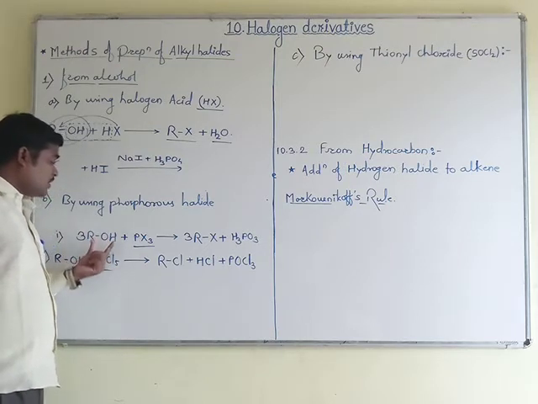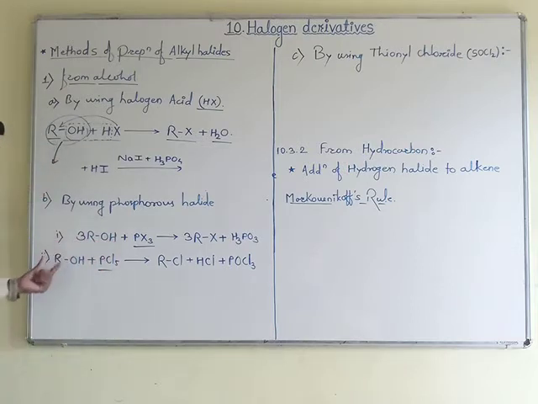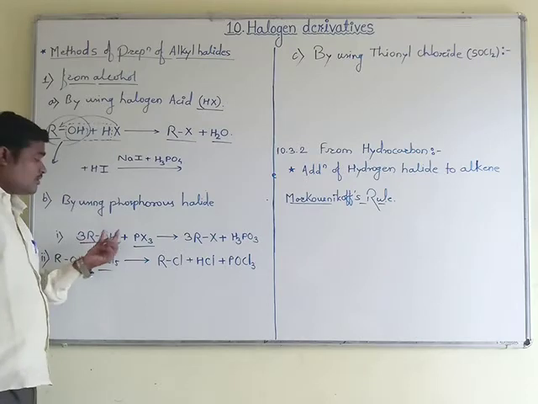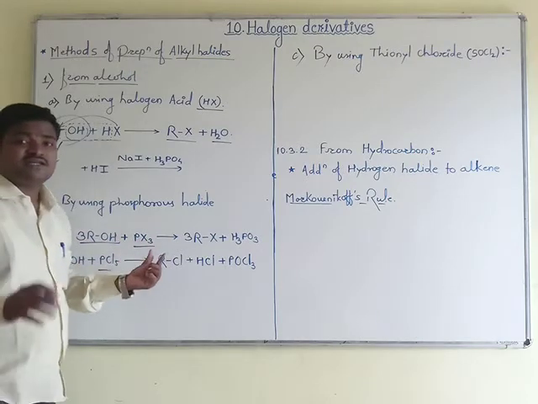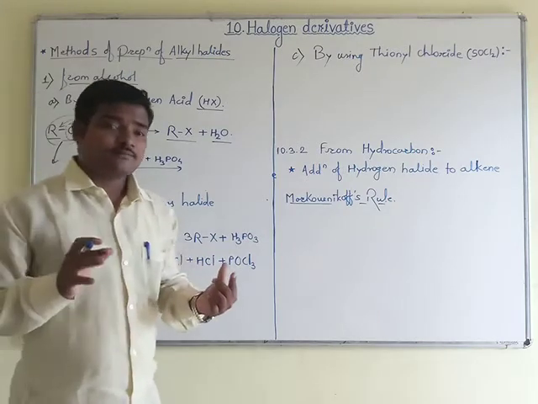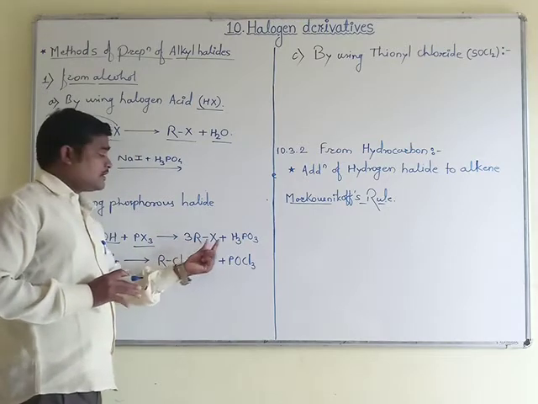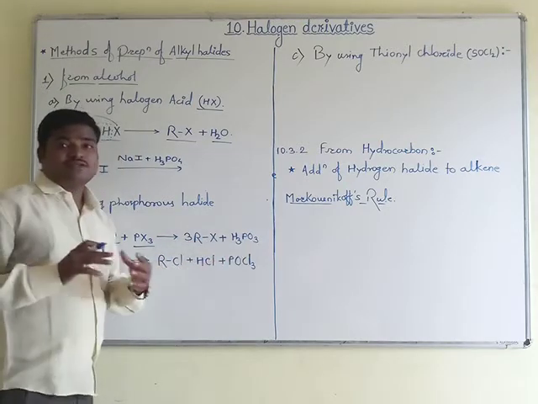Now we have written the two reactions. This one is the alcohol which on reaction with PX3, that is phosphorus trihalide, gives the alkyl halide along with H3PO3.